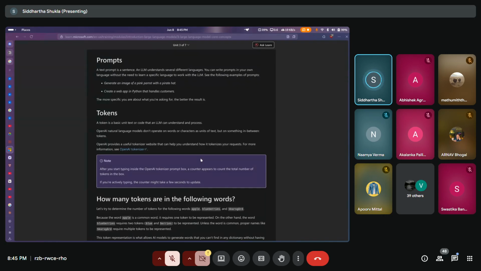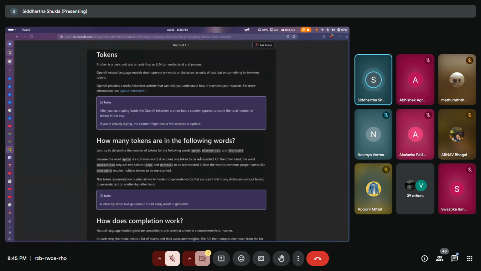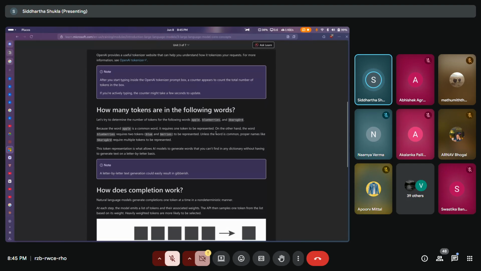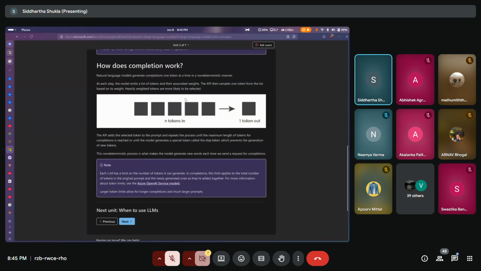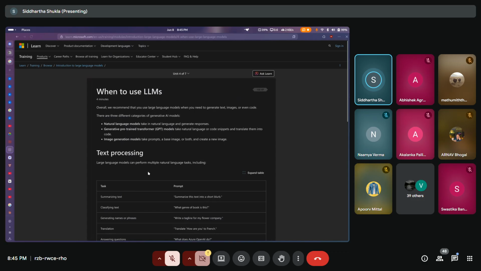Then we have core concepts of LLMs. I've told you about tokens, the vector embeddings. The tokens are the individual lexemes in your input string, and they've given you examples of what tokens are and how completion works in the context of LLMs. And then we also have again when to use LLMs.